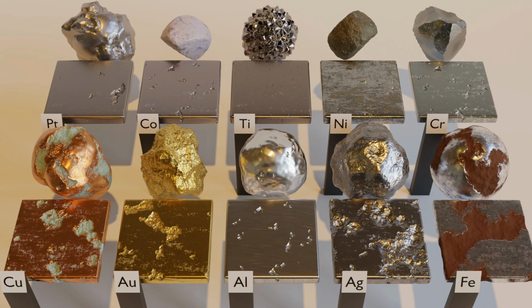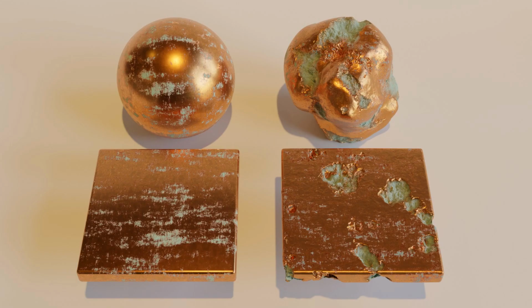Today I'm going to show you how to create this procedural copper. I'm not an expert on copper, but I tried to make some cool tarnish and some interesting displacement. And I created 3 different materials. The 2 on the left are the same, and the 2 on the right are 2 different types of displacement.